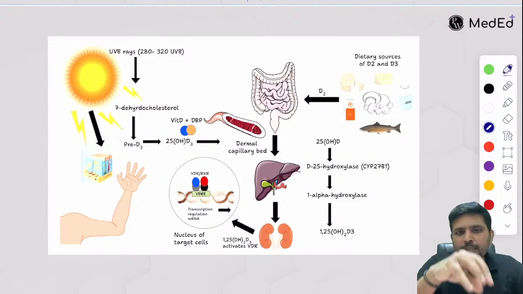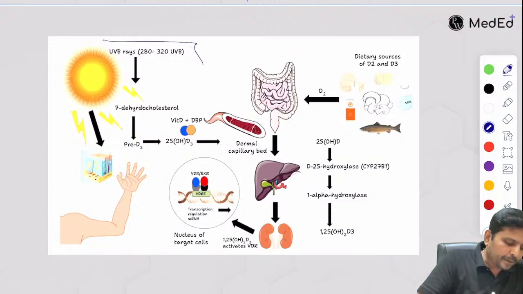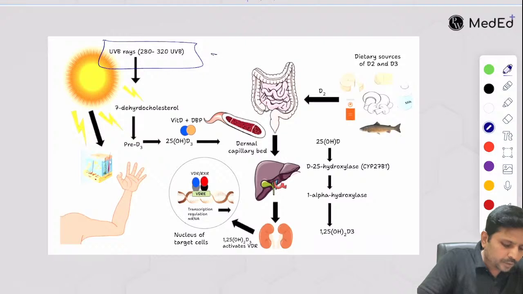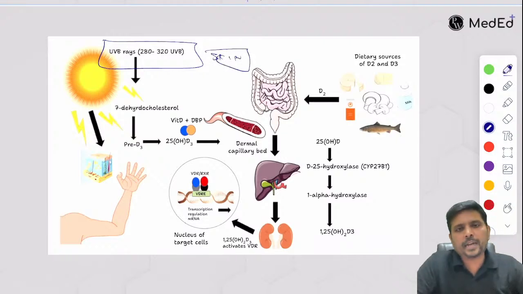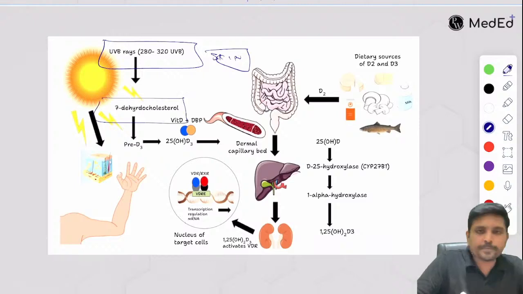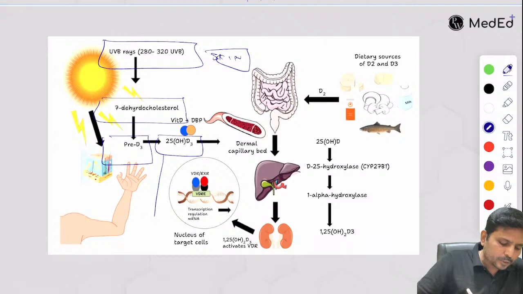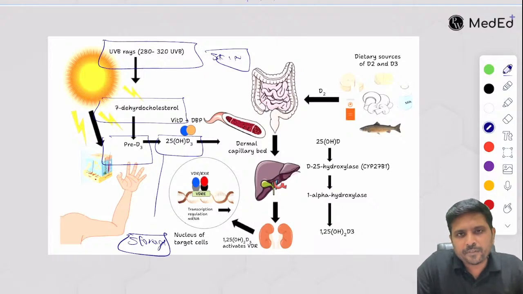What is the method by which vitamin D is produced in the body? The first point is ultraviolet B. It is not ultraviolet A. It is ultraviolet B, around 280 to 320 nanometers, that falls over the skin. So what will happen? The 7-dehydrocholesterol present in the skin will be converted to pre-vitamin D3. This pre-vitamin D3 will be converted to 25 hydroxy D3 in the liver, and this is the storage form of vitamin D.